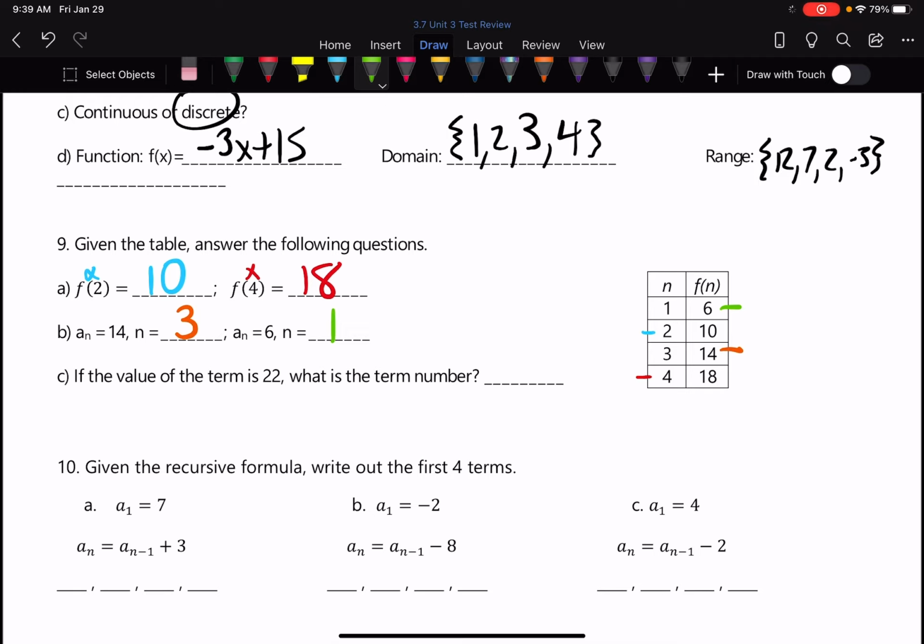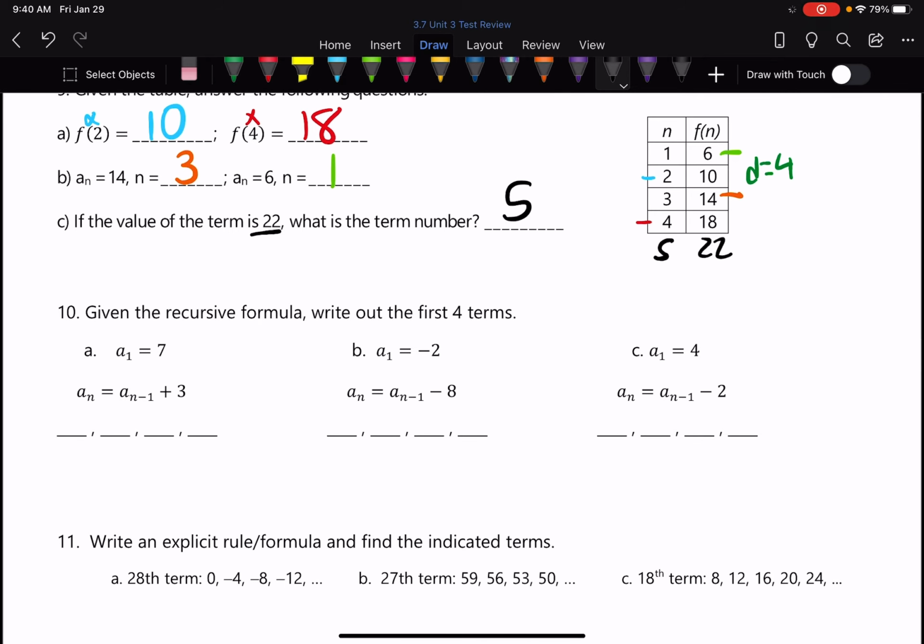Then it asks us, if the value of the term is 22, what is the term number? So let's continue on this sequence. First off, the difference, well, 6 to 10 is 4. 10 to 14 is 4. 14 to 18 is also 4. So we're adding 4 each time. So let's add to this sequence here. If I look at term 5, 18 plus 4, that gives me 22, which is the term that we're looking for. So the term number, when the value of the term is 22, is going to be 5.